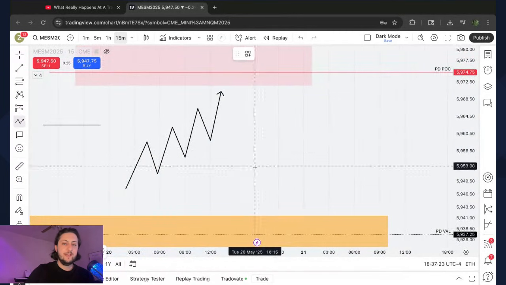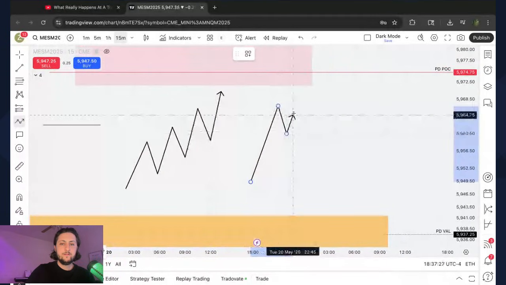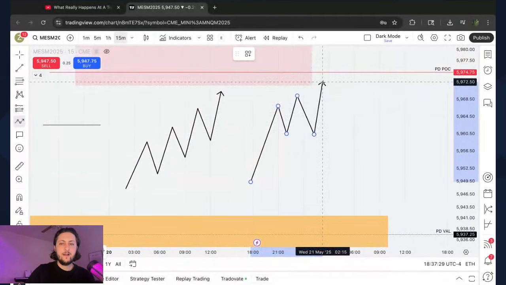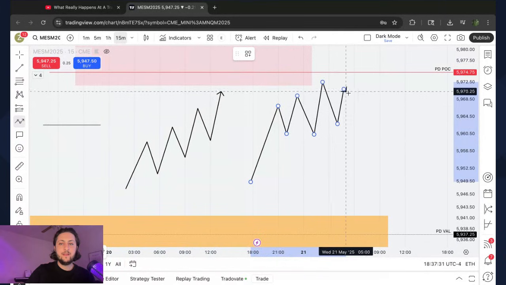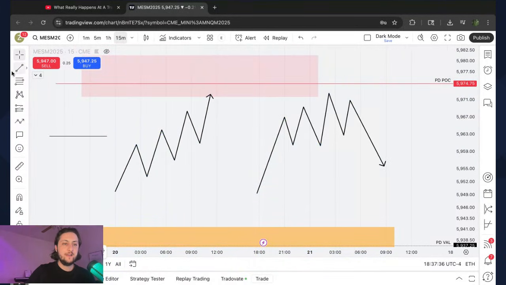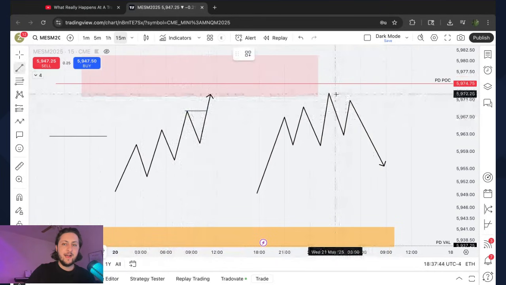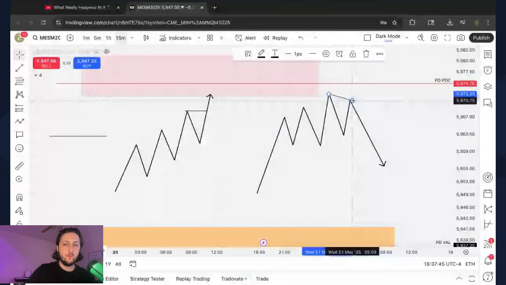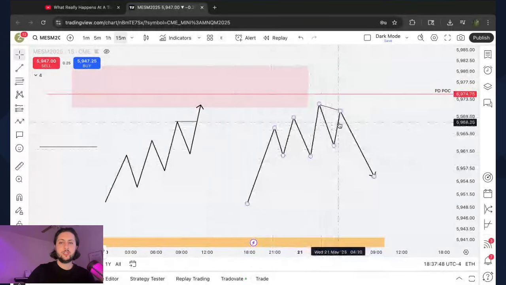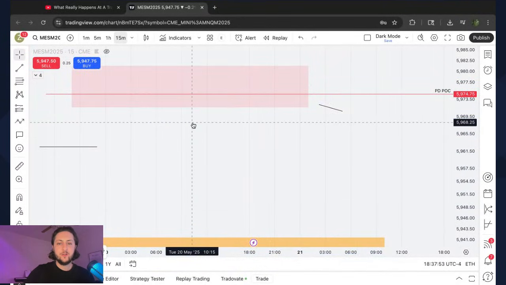Now let's say NQ is doing something like this, starting to make higher highs, higher high, higher high, and then it makes a lower high and a lower low. But NQ made a higher high here. This would be a divergence in price between two correlating assets. ES makes a higher high while NQ made a lower high. Now, let me just show you with the price action. It's probably a little easier to understand.